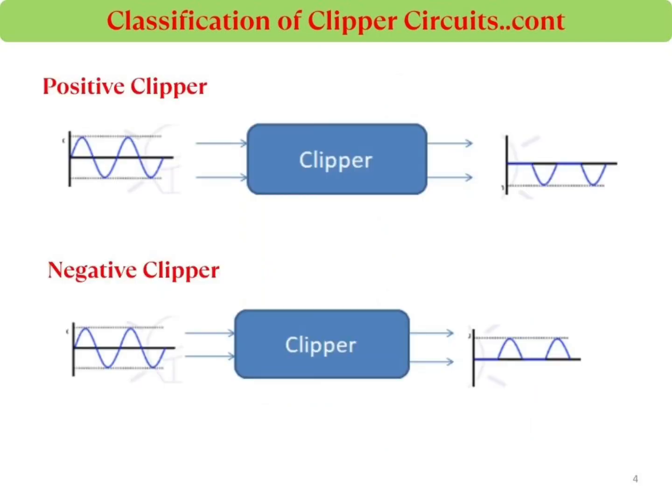In the classification of clipper circuit, the first one is the positive clipper and negative clipper. In this circuit diagram, first we apply the positive input to the circuit, meaning it clips off only the positive waveform. In negative clipper circuit, it clips off only the negative signal and the output becomes a positive waveform.